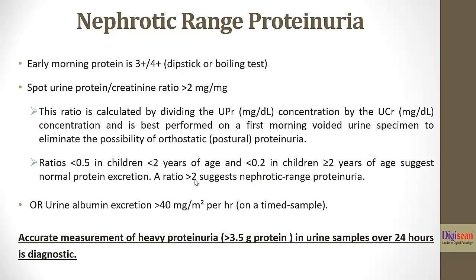A ratio of more than 2 suggests nephrotic range proteinuria, or in children it is also defined as urine albumin excretion more than 40 milligram per meter square per hour. The accurate measurement of heavy proteinuria is done in urine samples over 24 hours and the amount of proteinuria is more than 3.5 gram of proteins in urine per day.